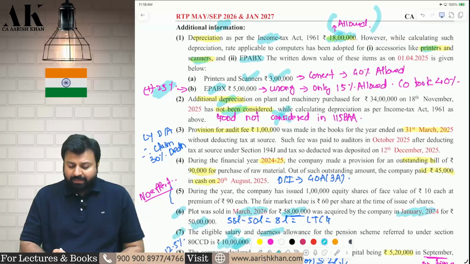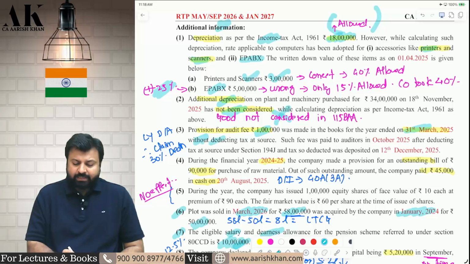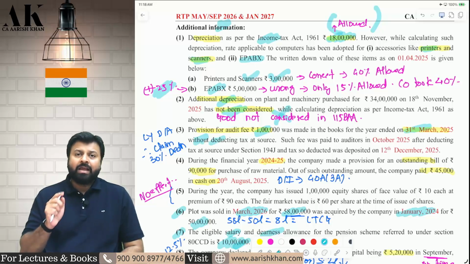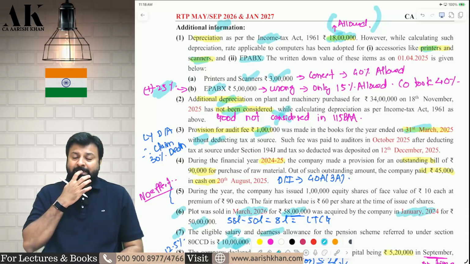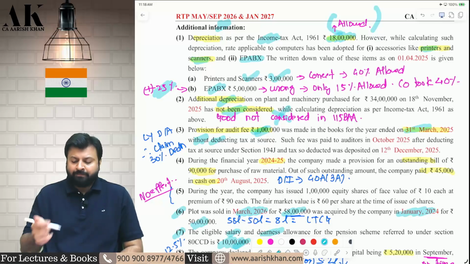Next one, you have made some provision for audit fee in the last year of 1 lakh rupees without deducting TDS. So in the last year you have made one journal entry and you have not deducted the TDS. So in last year 30% of the audit fees would have been disallowed, but in the current year you have deducted the TDS and you have paid the TDS.